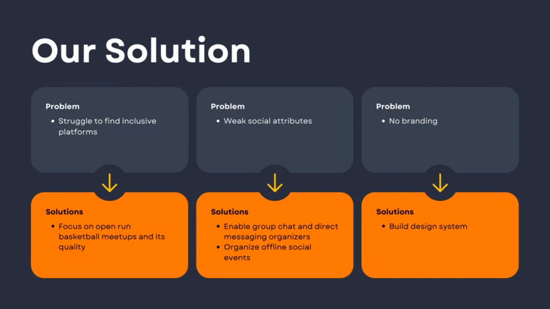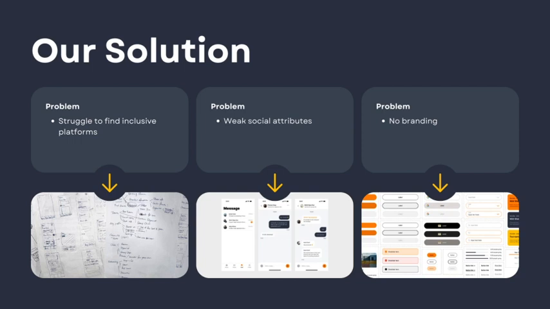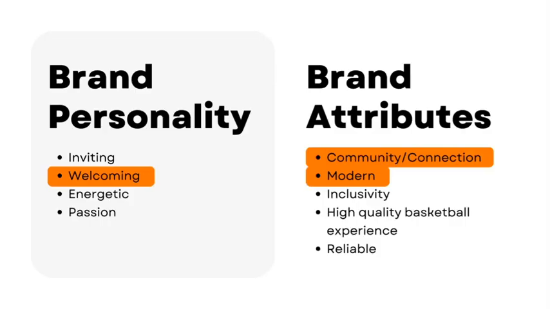For the MVP phase, our solution is to focus on open run basketball meetups, making sure we've got consistent quality. So we use the card sorting methods and draw wireframes to determine our key features. Also, we're gonna set up group chats and offline social events to help everyone connect and build our community. I also built design system and branding for this startup.